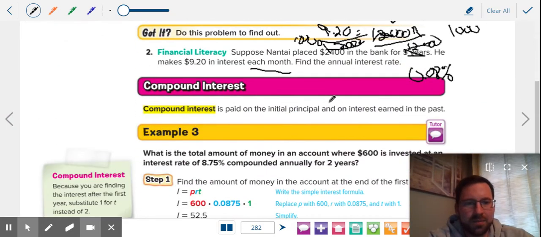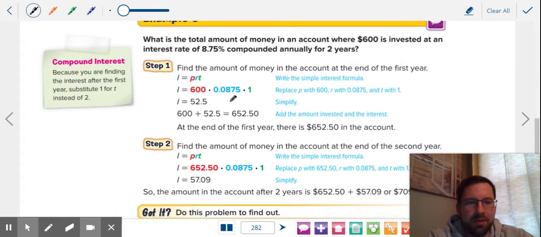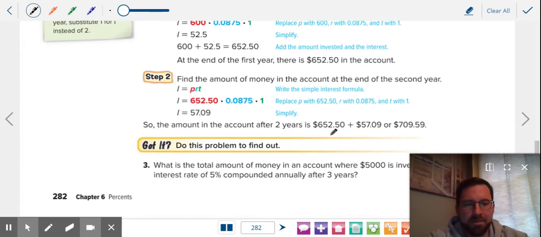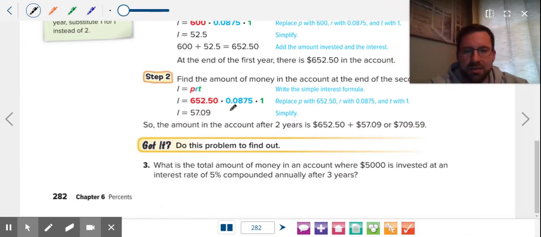All right. So lastly, how do we figure out compound interest? So what happens here is where your investment builds on itself every year or every month. Okay, let me move the camera again so we can read the problem. What's the total amount of money in an account where $5,000 is invested at an interest rate of 5% compounded annually? So that's important. Interest is compounded daily, monthly, or annually, and annually means every year, for 3 years.